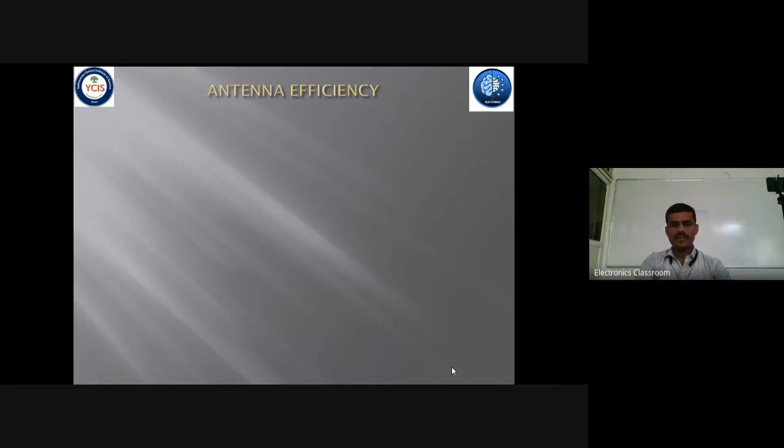So after completing the directivity point, we have moved toward the antenna efficiency. When we discussed directivity, directivity is the ratio of radiation intensity to the isotropic radiation intensity. Now after that, there is the point of antenna efficiency. Now, what is the antenna efficiency?